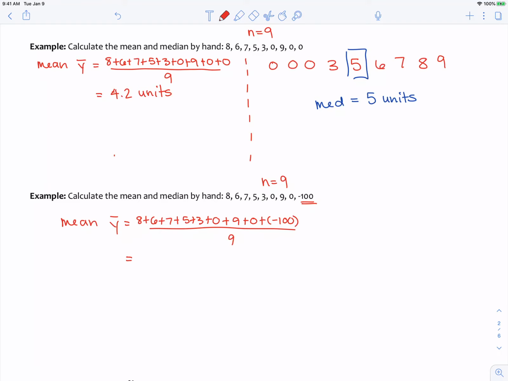Having changed that one value to something extreme, that would be considered an outlier, right? It's an outlying value, and it is in the negative direction, so to the left of the rest of the data points. It shouldn't come as much of a surprise that our mean has now been affected very strongly by that outlying value. It actually goes down to negative 6.9 units now.